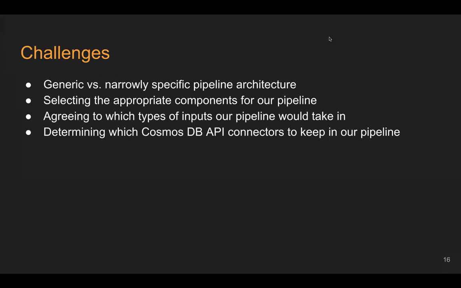One of the benefits to Cosmos DB was that it had many useful API connectors. However, our problem was determining which of the many API connectors we should keep in our pipeline. We reviewed our data type inputs and came to the conclusion that we should only keep Gremlin and SQL data warehouse within our pipeline. Reducing the number of API connectors in our pipeline simplified our work.